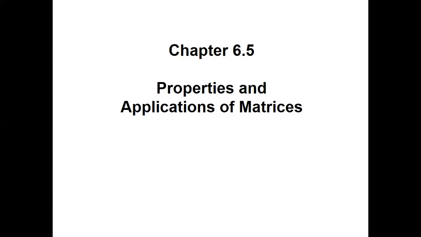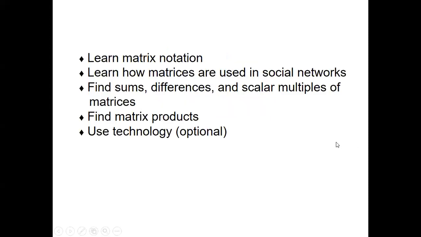All right, we're on 6.5, properties and applications of matrices. This is a fairly easy section also. We're going to learn matrix notation, talk about how matrices are used in social networks, talk about scalar multiplication, finding the matrix product, and using technology, which is optional, but we're going to make it a strong suggestion.